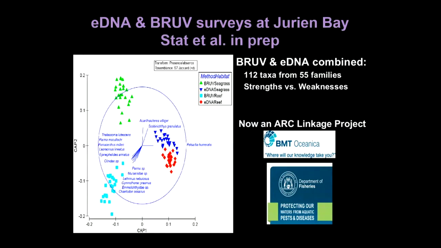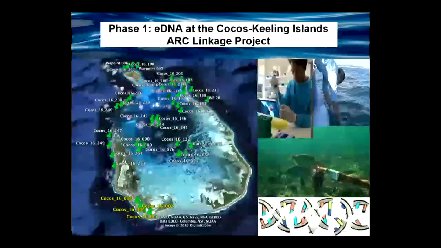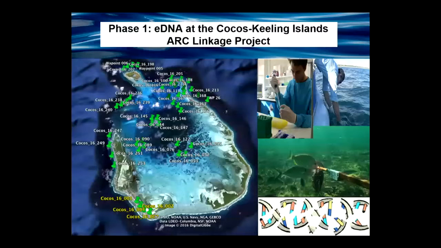So a lot of this preliminary work kind of fed into this ARC linkage project with BMT Oceanica and the Department of Fisheries, Western Australia. And so I thought I'd share a bit about what they're doing with this right now. So there's 3 separate phases to this project. The first one is they're basically replicating that Jurien Bay kind of study, but out at a much more diverse tropical environment, and one that's under the jurisdiction of the Department of Fisheries.